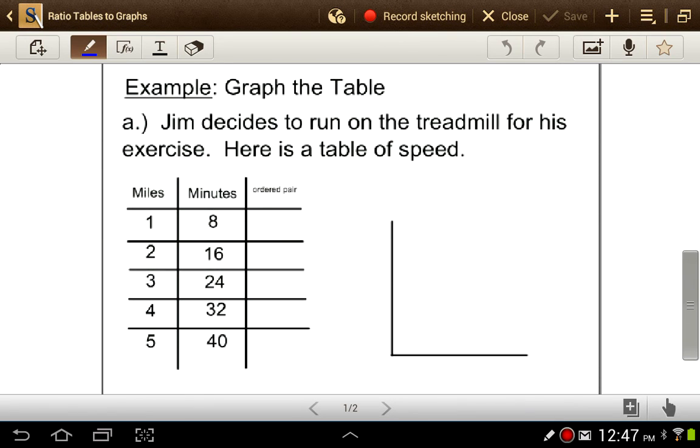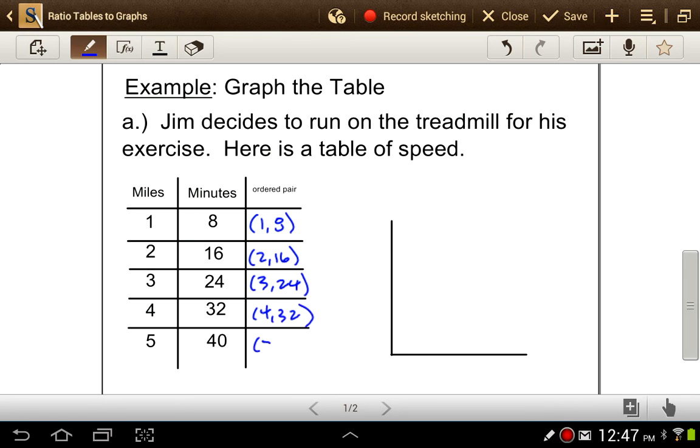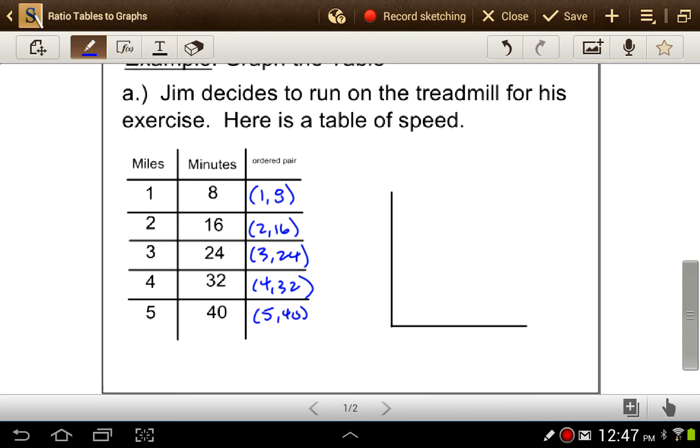In our first example, we're going to graph the table here. Jim decides to run on the treadmill for his exercise. Here's a table of his speed. We have our miles, how many miles he went, and how many minutes. So our ordered pair is just going to be putting these together: 1, 8; 2, 16; 3, 24; 4, 32; and 5, 40. The first number is my miles number, and the second number is my minutes number. Now I'm going to graph this information.